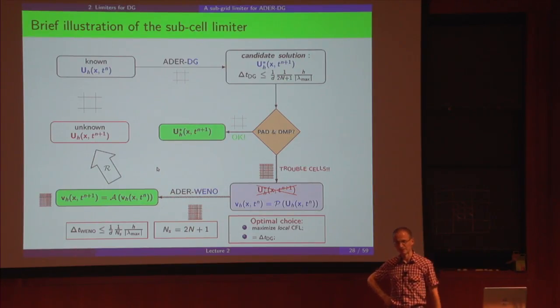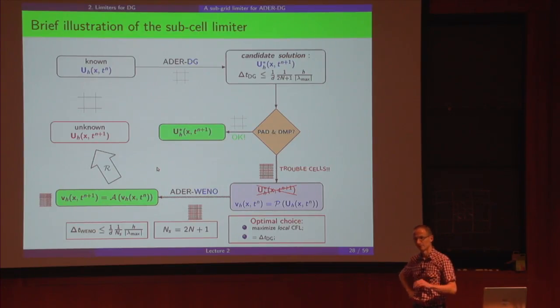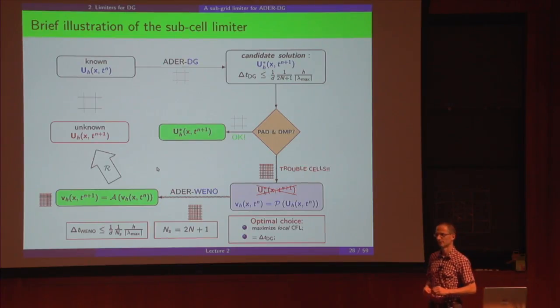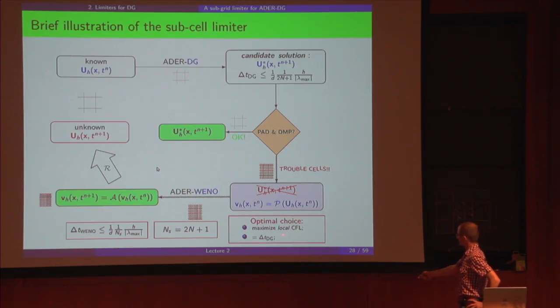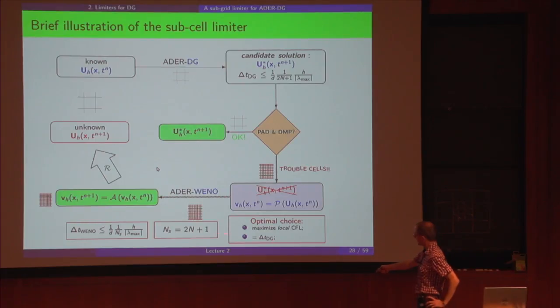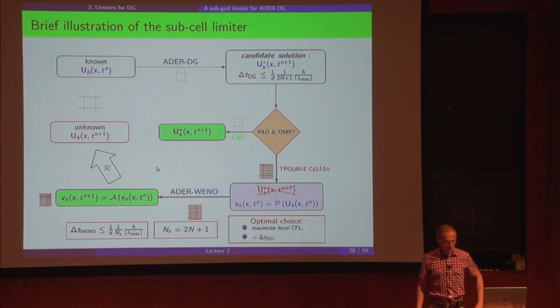There is also another motivation which has to do with the error, because it has been proved, at least in the linear case, that the higher the CFL, the smaller the error. This is interesting. The closer you approach CFL 1, the smaller the error. So here is the case when you select 2N plus 1 cells along each direction. All right. So that's why here I've written maximal local CFL through this choice.